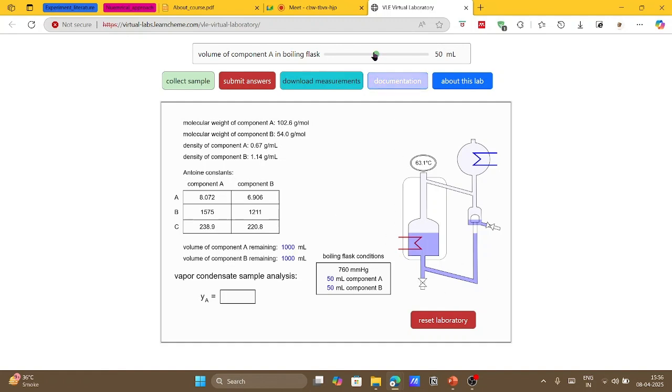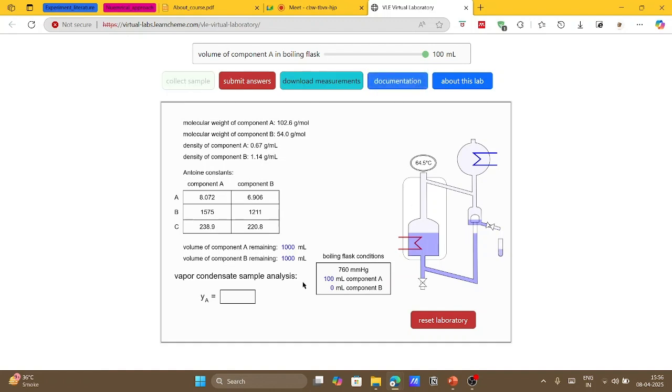We will start with the volume. So we have two components, A and B. We have to put initially a high amount of the more volatile component in our boiling flask. So we will start with pure component A. So the corresponding volume of component A is 100 ml and component B is 0, since we have pure component. Now start the experiment. For that you do collect sample.